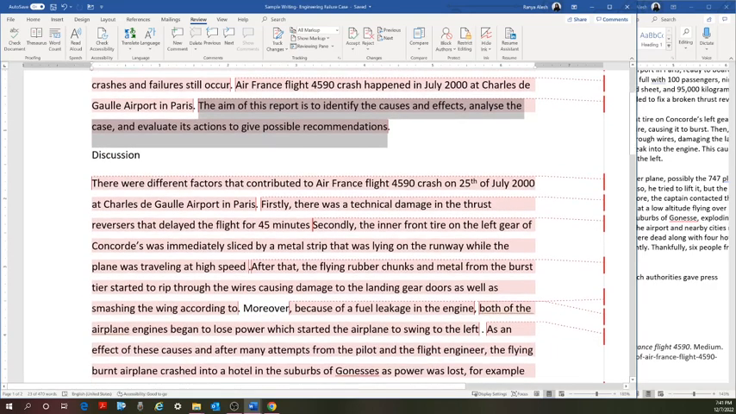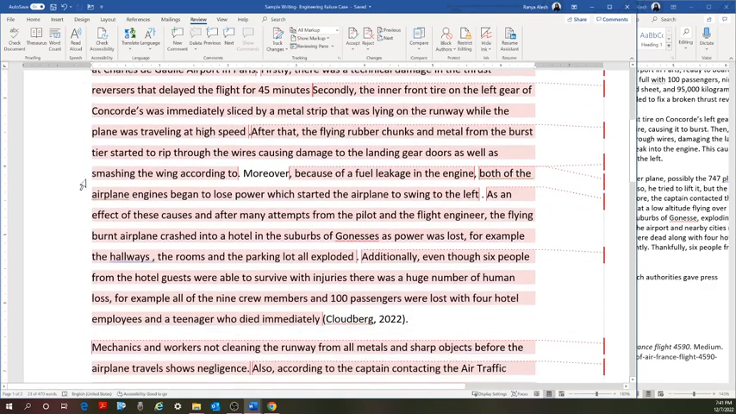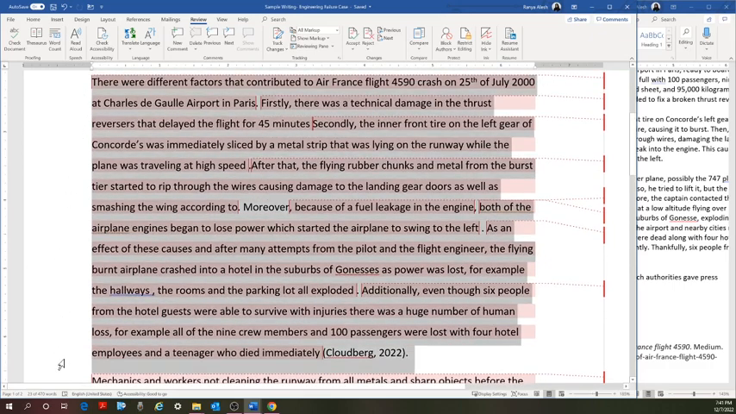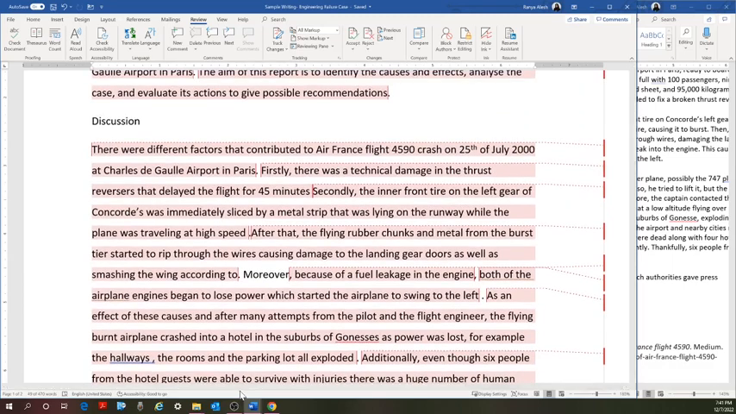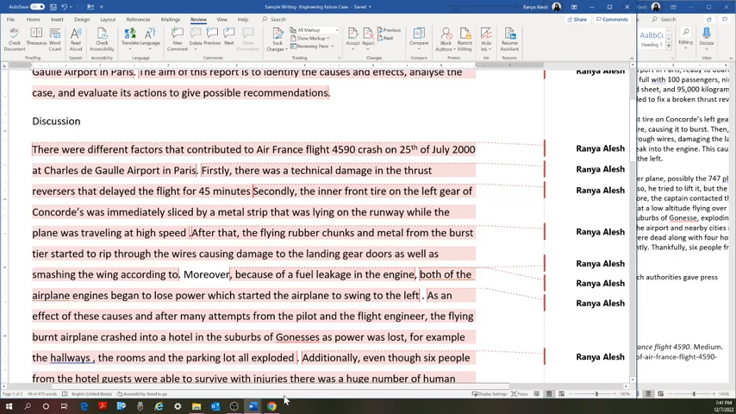Now, if we move down, we have the discussion where we need to have 2 body paragraphs. This is the description, and here is the analysis, but no headings are required. The body paragraph here starts: there are different factors that contributed to the Air France flight, and here is the exact date, year, and place. So this is the topic sentence, answering the questions what, where, when.